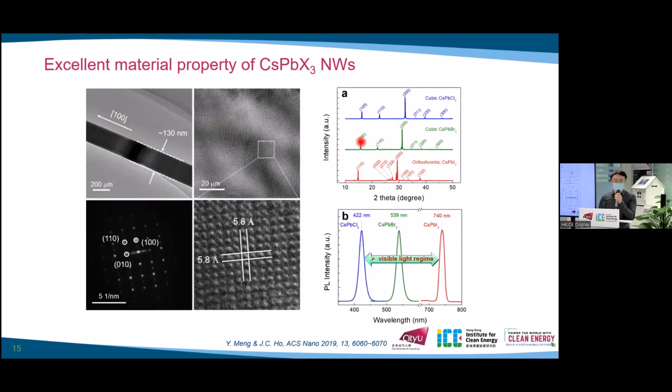And we also did the XRD measurements on 3 different kinds of nanowire. And all the peaks are indexed to the perovskite phase. And we also checked the optical property. All 3 kinds of nanowire show single emission peaks and cover the entire visible light region.